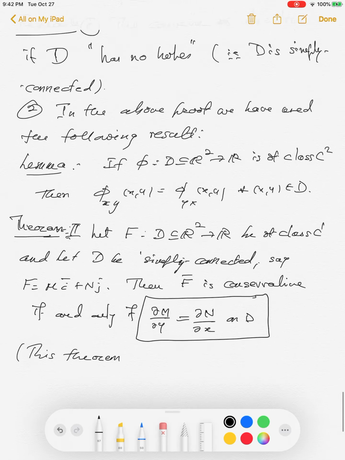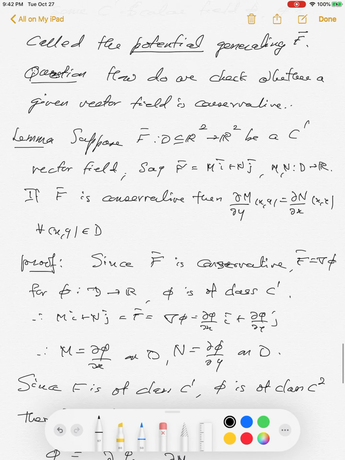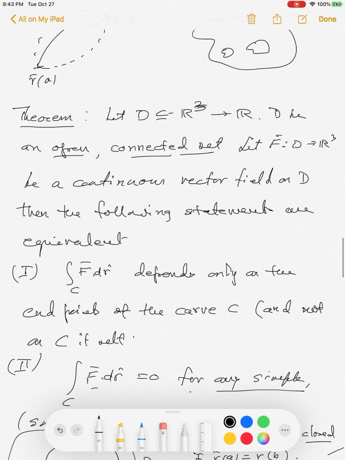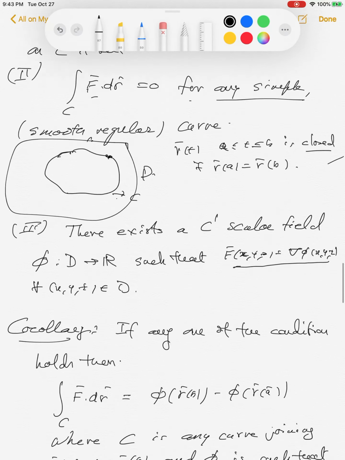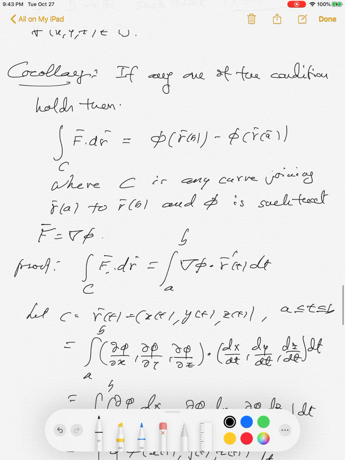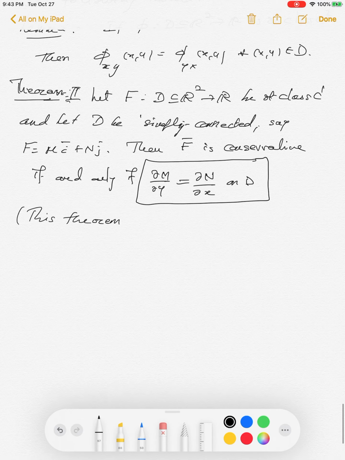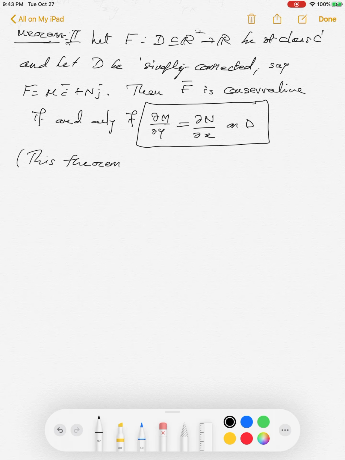So this theorem, can I call this theorem 2 and the previous one theorem 1? That will be better. The previous theorem was that those three conditions are equivalent. So I call this theorem 1, which tells you that these three conditions are equivalent. And then if your region is nice, meaning it's simply connected, it's also equivalent to the fourth condition, dM/dy equal to dN/dx in 2 dimensions. So these theorems I will call these theorems.